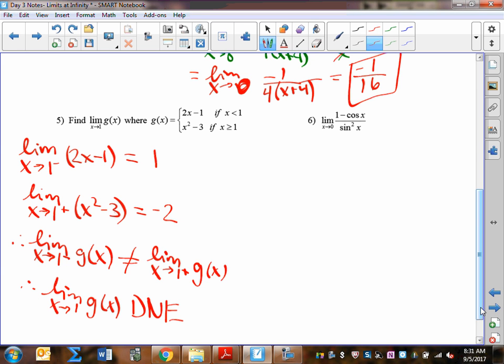Now, if they asked us to find the limit as x approaches 2, what would we do? Yeah, 2 means that we would use this bottom piece, because 2 is greater than or equal to 1, so we just substitute it and we're good to go. So just because it's a piecewise doesn't mean it's immediately going to blow up. It's just when it's a piecewise where we're investigating the point in question that you've got to investigate the left and right. Questions on that?